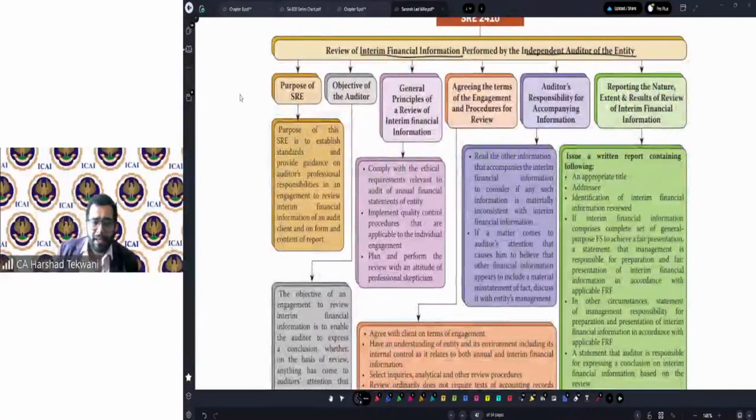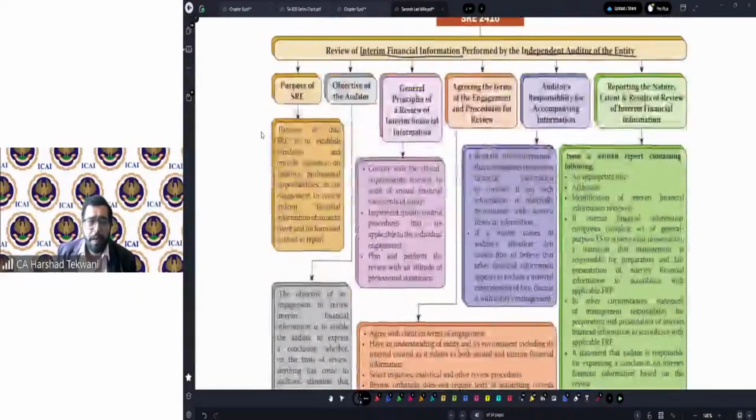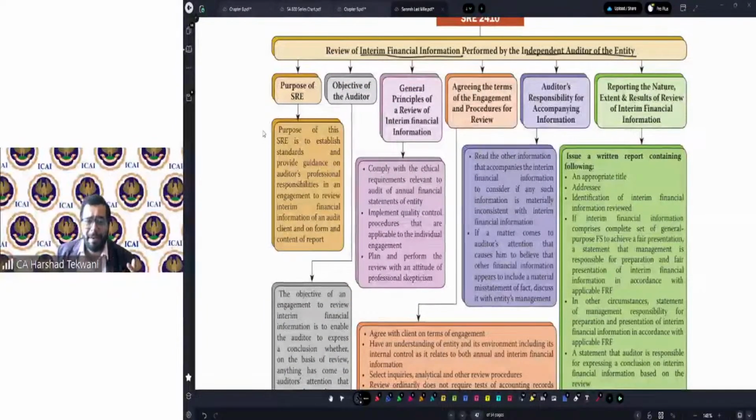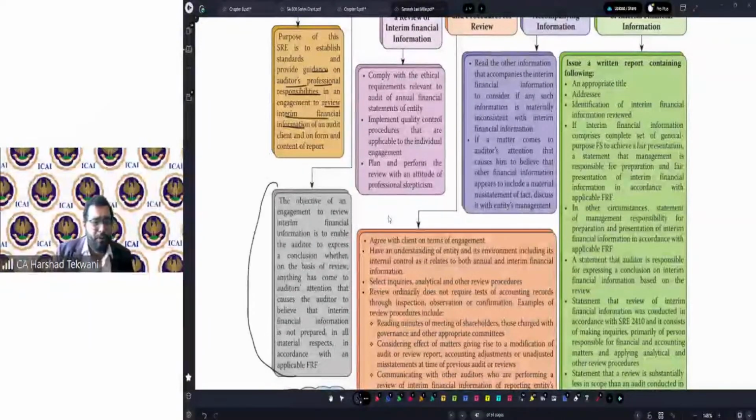Now, if I frankly tell you the difference between both of them, the purpose and objective of the standard will be different. Here the purpose is to provide guidance on the auditor's professional responsibility in case of a review of interim financial information. Interim financial information means not the statement. Again, I'm not using the word interim financial statement. I'm using the word financial information because it is interim. I am doing the audit also, but financial statements are not ready. So I am talking about only information. And the objective is to issue a negative opinion, limited assurance.